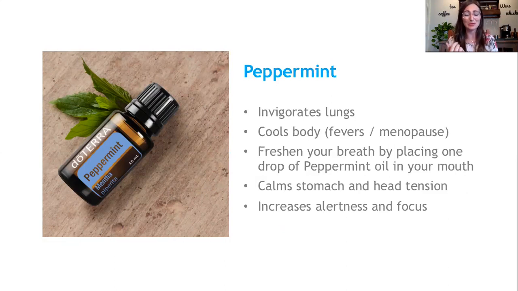So peppermint, obviously a really strong essential oil. If you've ever smelled it before, you were probably like, oh my goodness, my sinuses have woken up. So peppermint's really great for invigorating the lungs. It can cool the body for fevers or menopausal symptoms. It's great for freshening the breath. You can put a drop right underneath your tongue. If you're very new to essential oils and haven't done that before, you might want to ease into that because peppermint is very strong. So you can add it to water to help calm stomach upset, or you can just rub it right onto your stomach. Or my favorite way to use peppermint essential oil is rubbing it onto my temples if I have a headache.